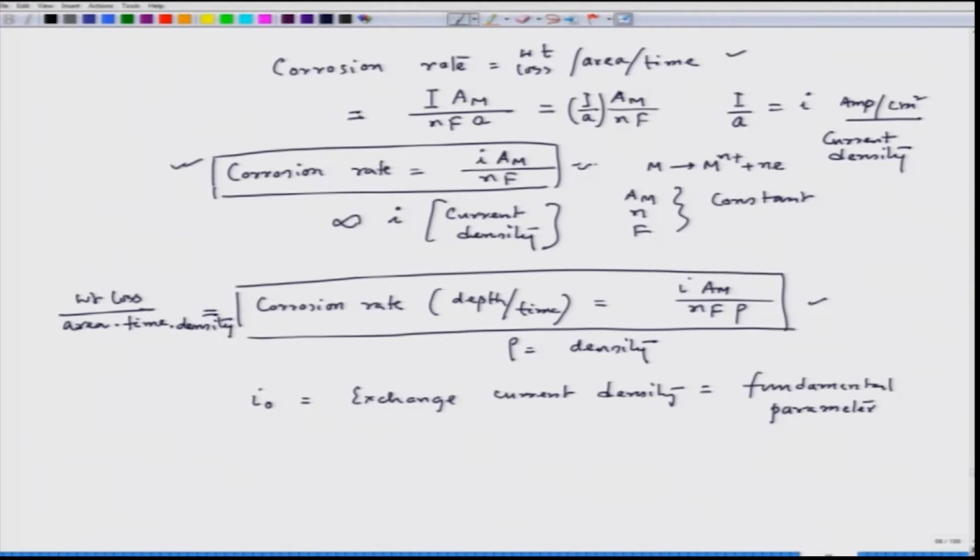So, before we get to this I 0, which is exchange current density, let us use these formulas and let us see whether we can find out the corrosion rate and express it in different units. So, let us solve some numericals. We are just giving some examples of those numericals. TAs will give you many more problems on these two formulas, and then you can solve them and practice.